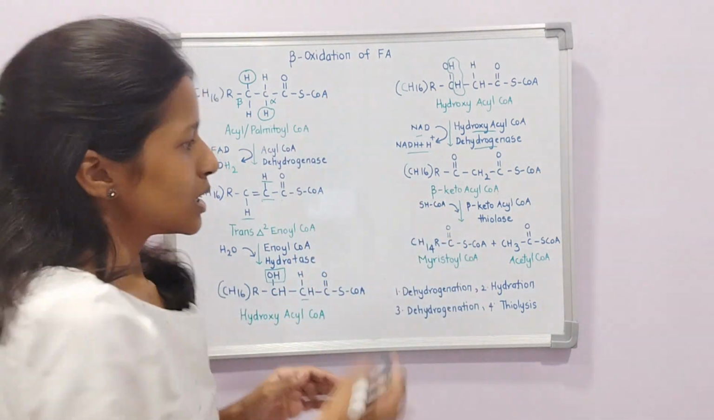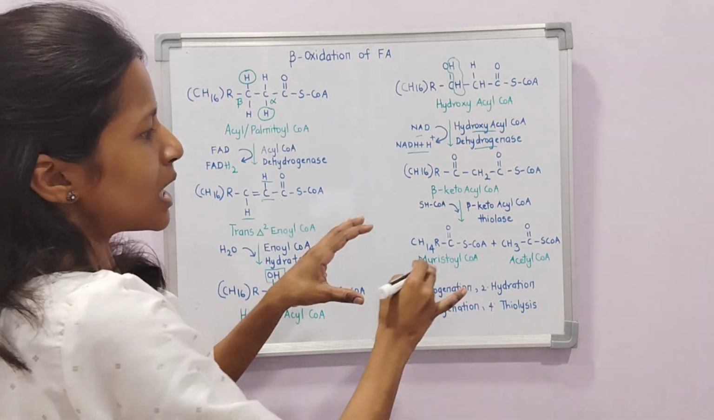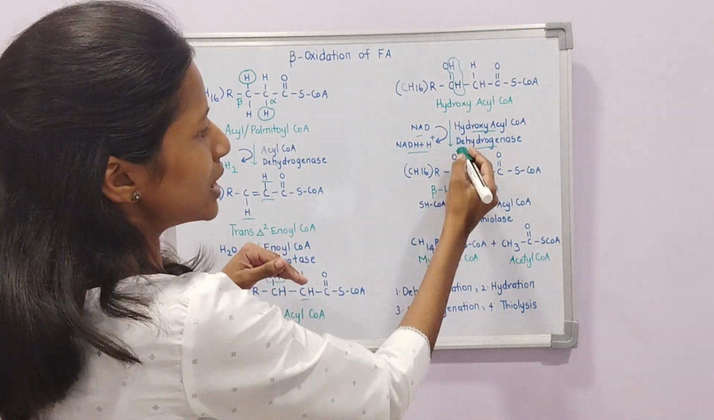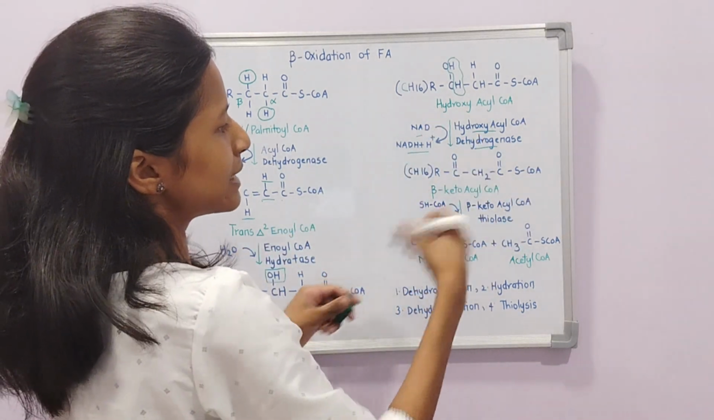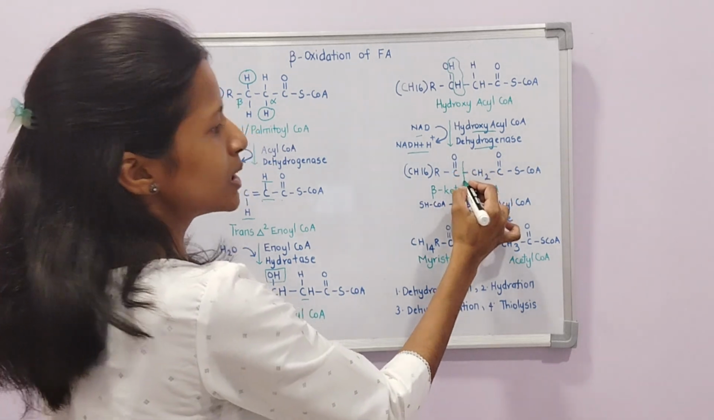All these three steps basically prepare a molecule of acyl-CoA for the last step, which is the thiolysis. So all these three steps are to make sure this molecule is symmetrical so that it can be divided into two.